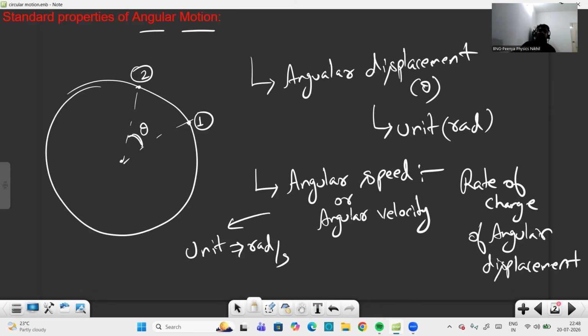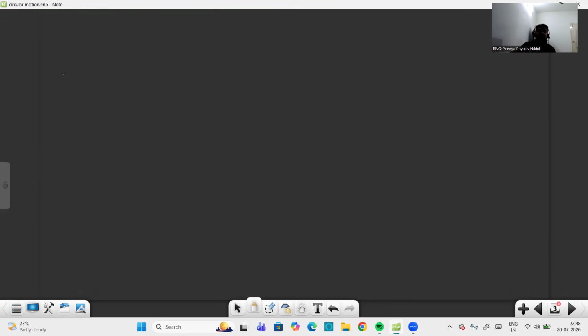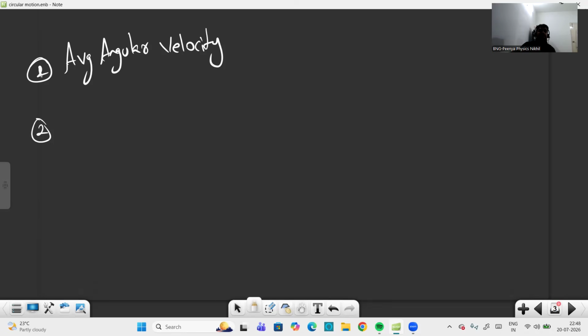Here we define angular velocity in two types. One is average angular velocity, and the second one is instantaneous angular velocity.